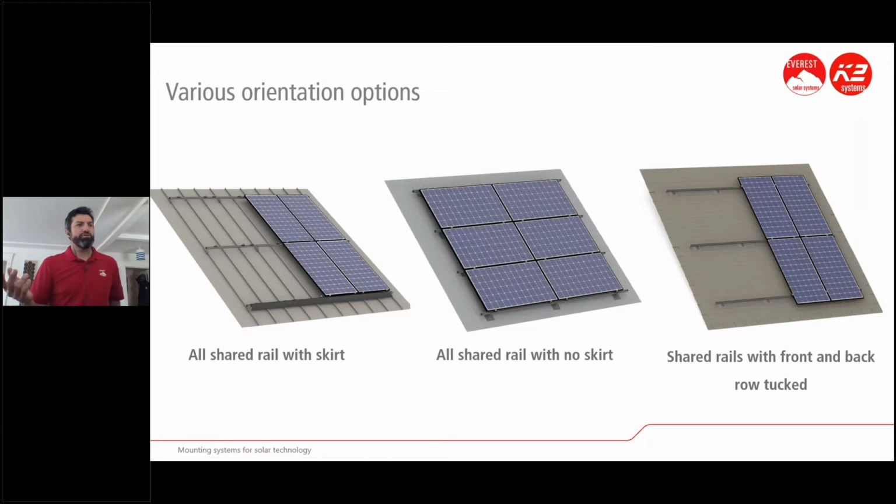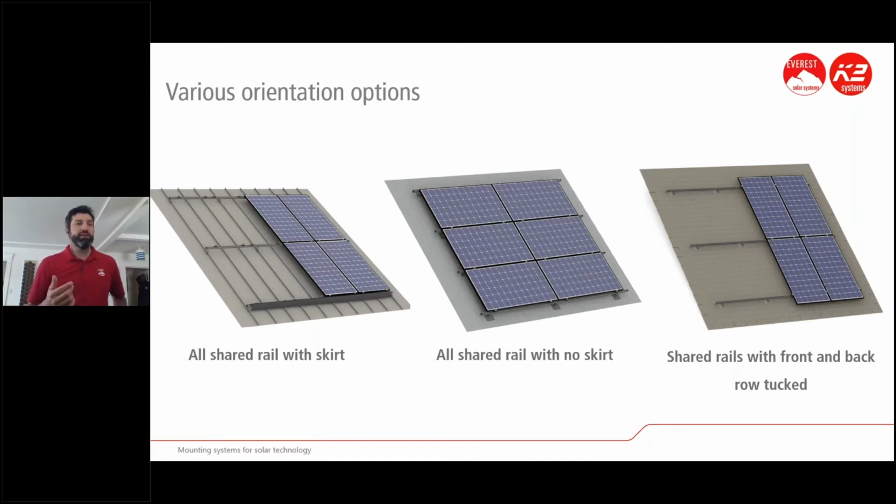So with shared rail, there are different orientations. You can do landscape, portrait. Again, I'm not going to do a whole presentation on shared rail, that we have a whole separate webinar for that and videos. But one thing to note is that you can do it in landscape or portrait. And this is just showing you the different options.